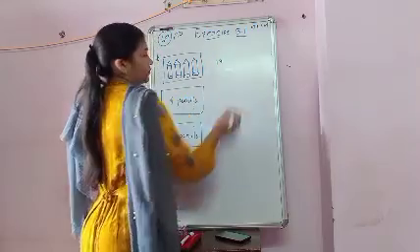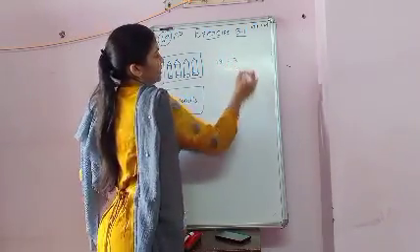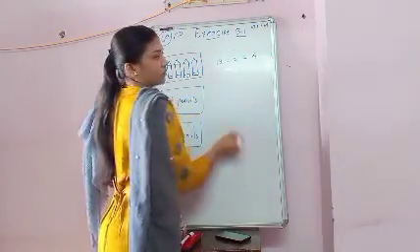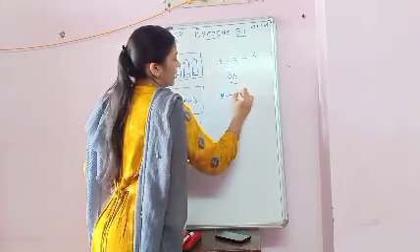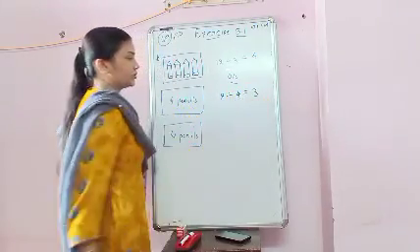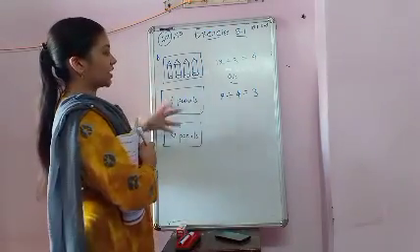Total is 12. 3 groups we are dividing, so 12 divided by 3 equals 4. Or you can write 12 divided by 4 equals 3. Both are the same, so no need to worry if you are exchanging it.